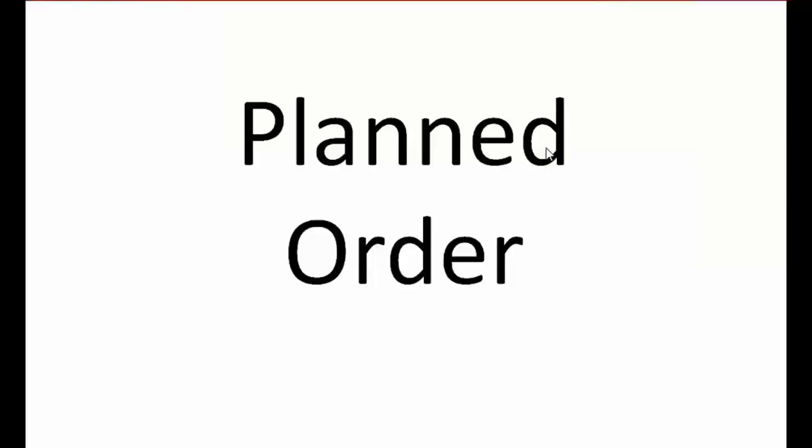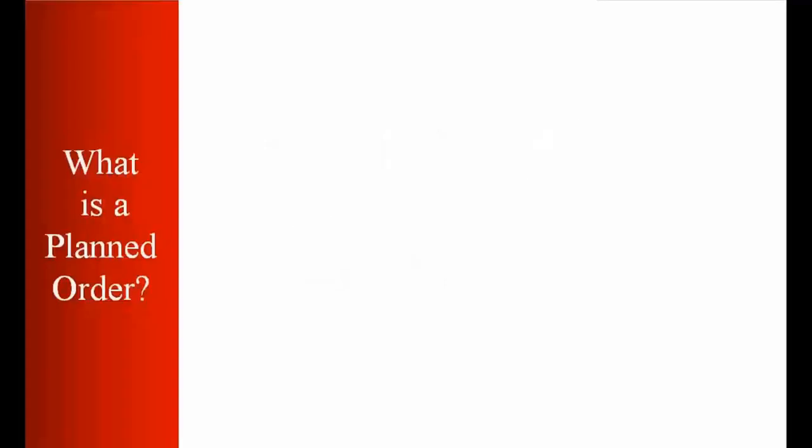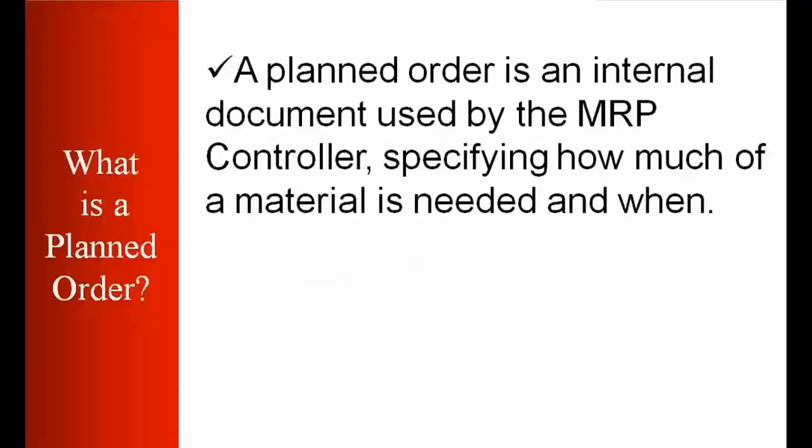Planned orders. What is planned order? So theoretically, a planned order is an internal document used by the MRP controller specifying how much a material is needed and when. So basically a planned order is something that is recommended or generated by the system, and the MRP controller or whoever the person is looking after that product in the company, they will be looking at the requirement generated by MRP and they will work on it, whether they need to convert it to a production order, whether it needs to be converted to a purchase requisition. So we'll see that later in a minute.